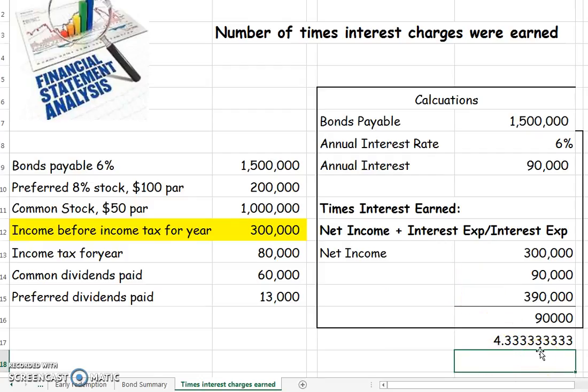So again, a number by itself doesn't tell us much. We need to compare this to previous periods or to others in our industry to find out if this is a strong number. And then when we do compare it, it will tell our stakeholders what the likelihood is that, for example, if we have a drop in earnings, whether or not we'll still be able to pay our bond interest. So that's something important for those stakeholders to know.